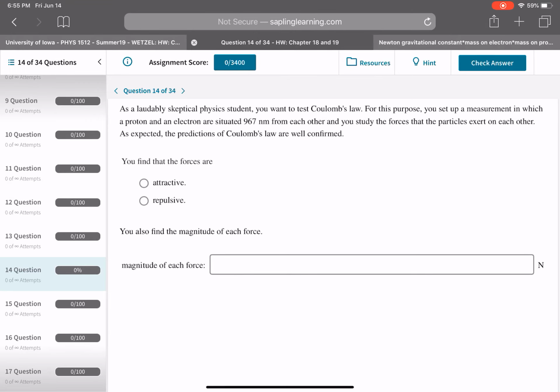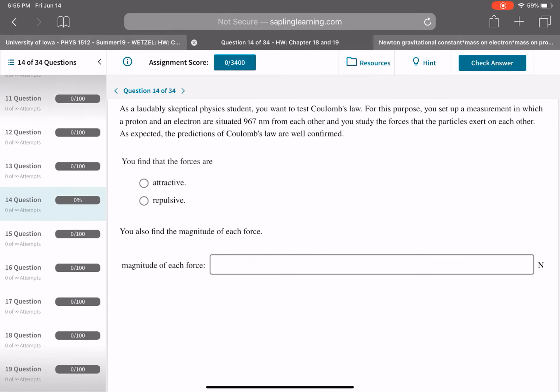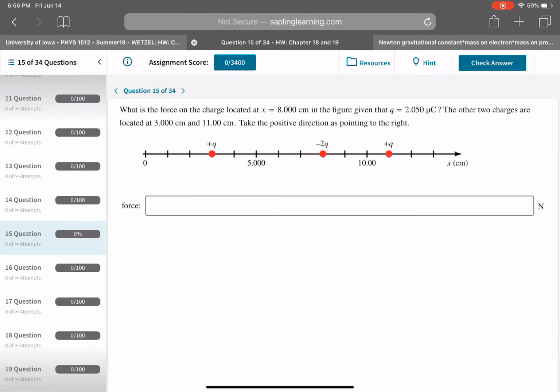You go back to the problem we just did, retype that same thing, or go back in history to Wolfram Alpha where you had that one and just change the distance to 967 nanometers, and you can get the magnitude of that force. Number 15: What is the force on a charge located at 8 centimeters given that the middle charge, or that Q, is 2 microcoulombs? Okay.